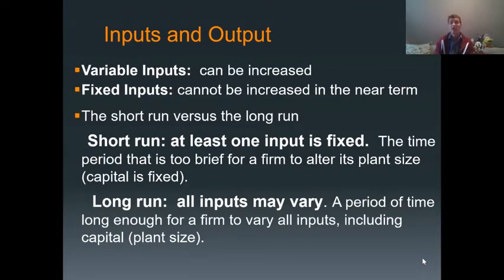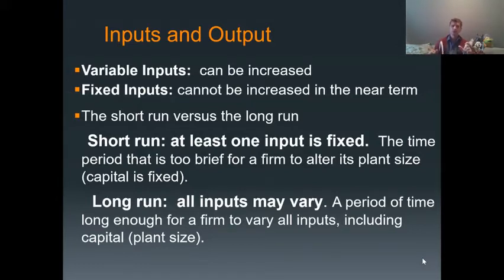Fixed inputs, however, cannot be changed in the near term. In AP economics, in most cases, this has to do with your factory size or your plant size. This is something that would take an undefined time in the future to be able to change. You can't go out tomorrow and buy a new factory. You have to search for the factory, draw up contracts to purchase it or rent it, and then actually move your stuff into it. That's going to take time, and figuring out exactly how much time is kind of difficult. So that's why it's a fixed input. It's fixed in the short run.